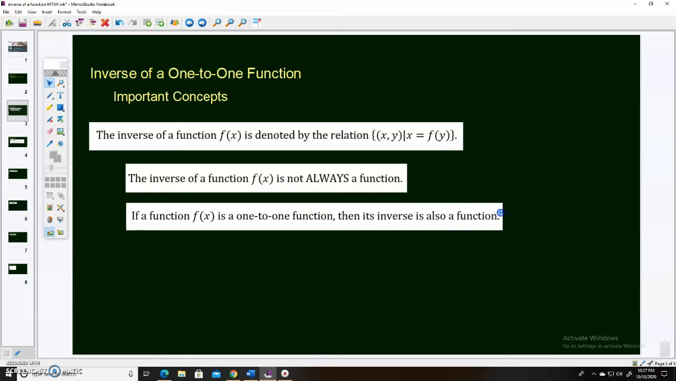It will only happen if the function is a one-to-one function. If a function f of x is a one-to-one function, then its inverse is also a function. That's why our topic is limited to the inverse of a one-to-one function. If you recall your types of function, there are basically two types: a one-to-one function and a many-to-one function. Only one-to-one functions will have inverses that are also functions. So our video lesson is limited to the inverse of a one-to-one function only.